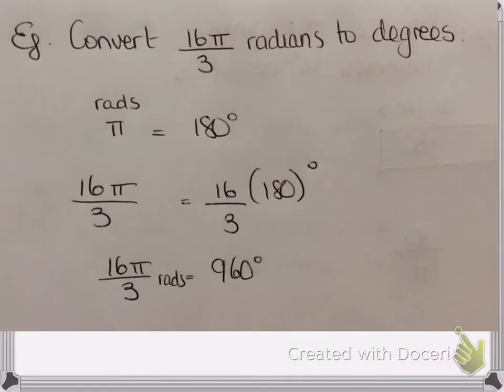Convert 16 pi over 3 radians into degrees. So again, I want to convert radians to degrees. That means I need to know what 1 radian is equivalent to first, before I can get 16 pi over 3 radians. So your starting point, pi radians is equivalent to 180 degrees. So if I know what pi radians is, in order to get what 16 pi over 3 radians is, all I'm going to do is multiply both sides by 16 over 3.